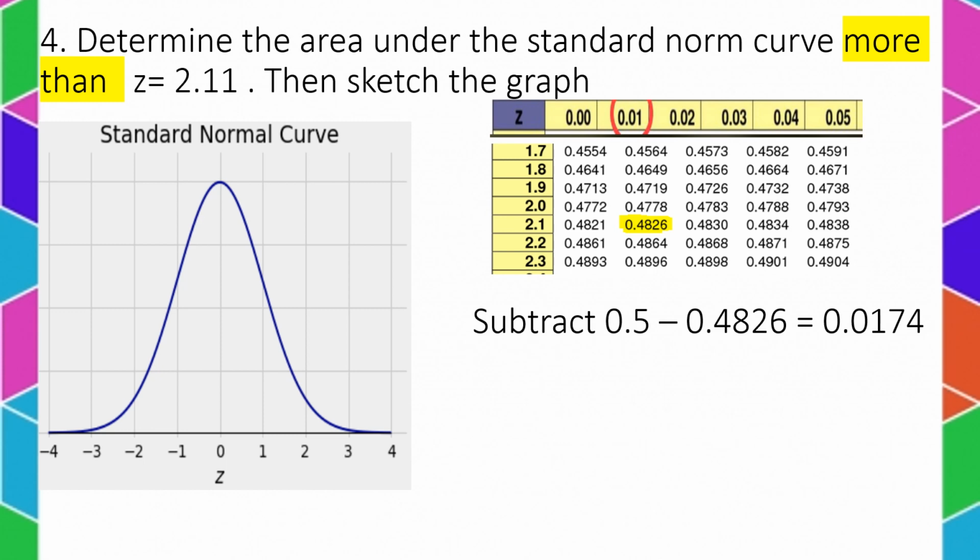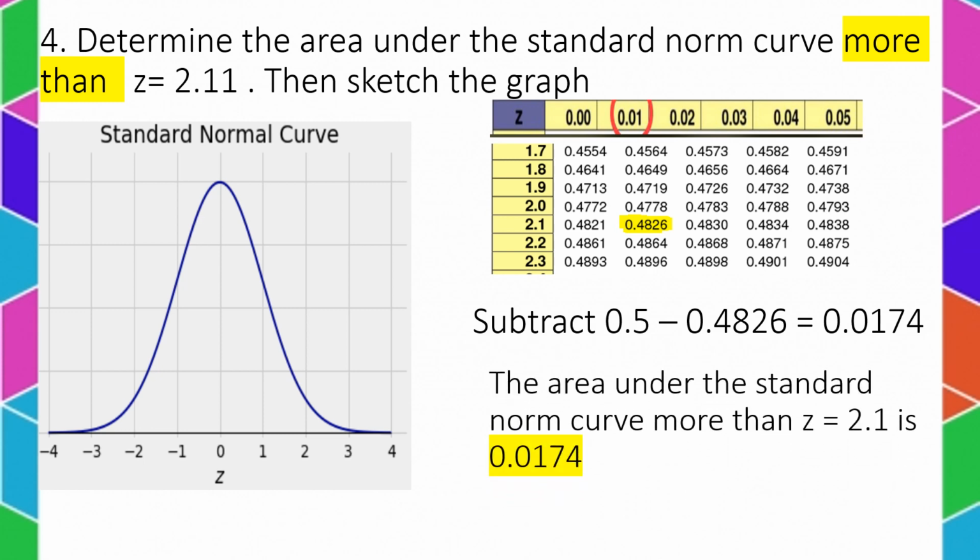Ayan yung ginamitan natin. So, since ang clue dito is more than, no? We need to subtract from 0.5. So, 0.5 minus 0.4826 is equal to 0.0174. Okay? So, ito na yung area na tinutukoy sa number 4.